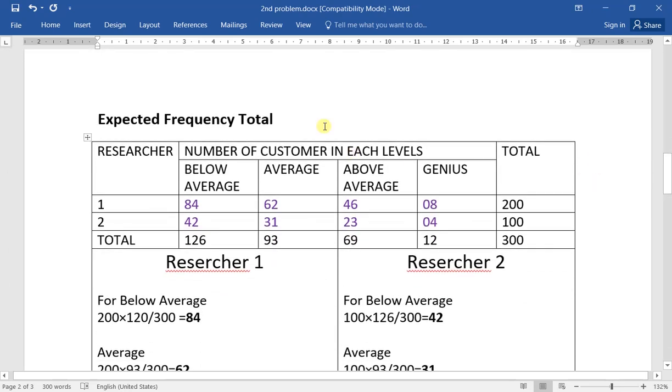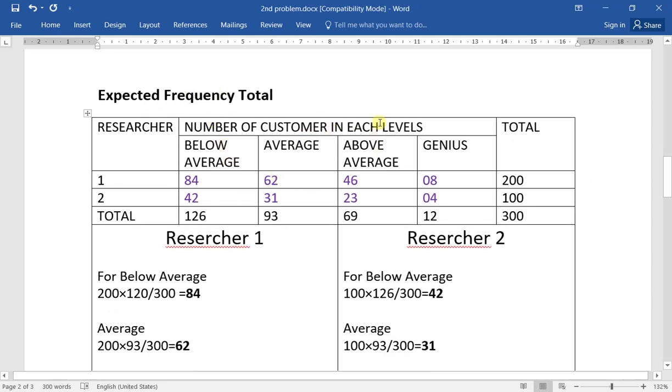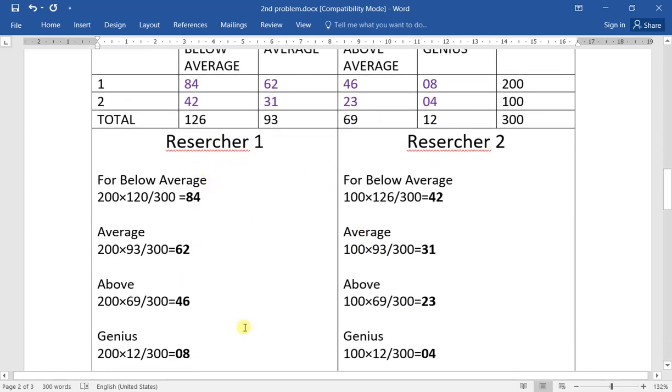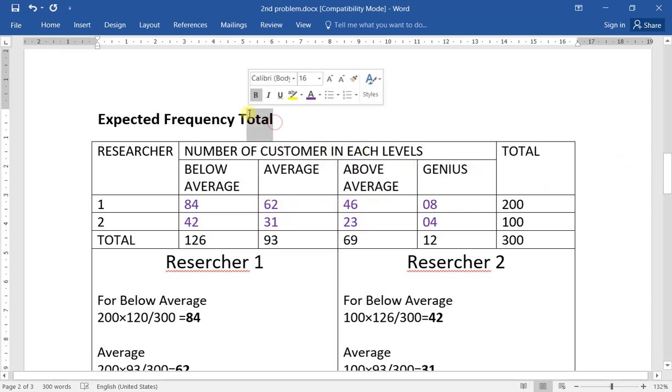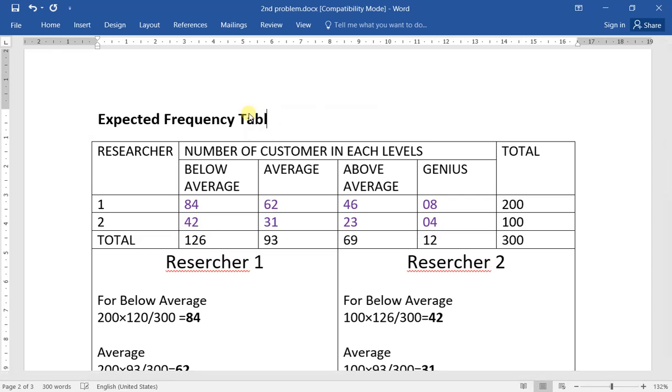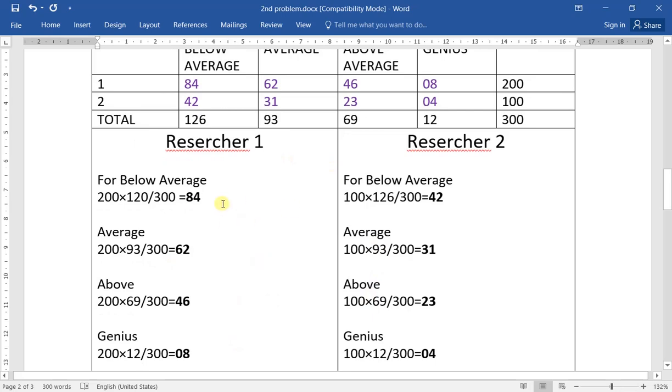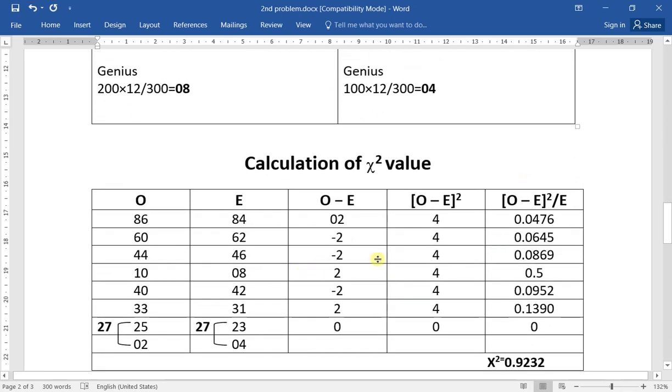So here this is your expected frequency table, and this part will be empty before you calculate it. After calculating, you enter all the values here. It is not important that you make this table, but if you have time you can make it. Otherwise you can directly calculate these values and take them into the final calculation table.